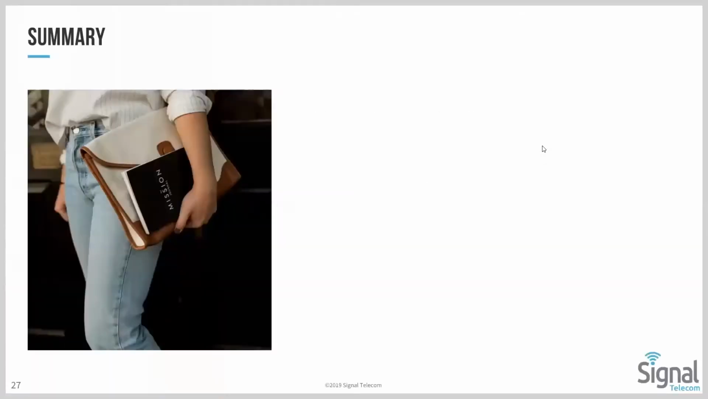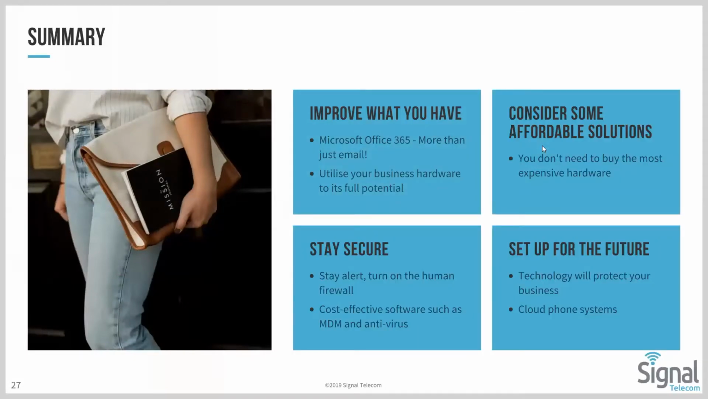So in summary, what we need to do is improve what you have. If you've got Microsoft Office 365, it's more than just an email tool. It's got everything in there. You need to also utilize your business hardware to its full potential, which we can help you with. You've got to stay secure. So stay alert, turn on the human firewall, and look at some of the cost-effective options that are available, such as the MDM and the antivirus systems that we just spoke about.